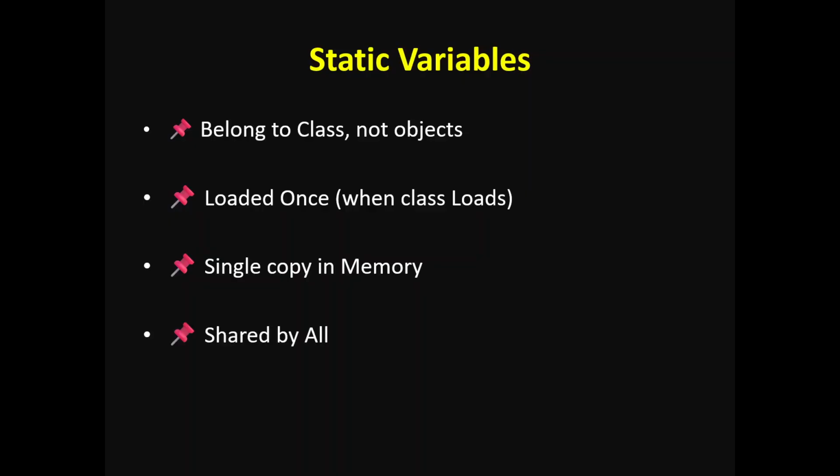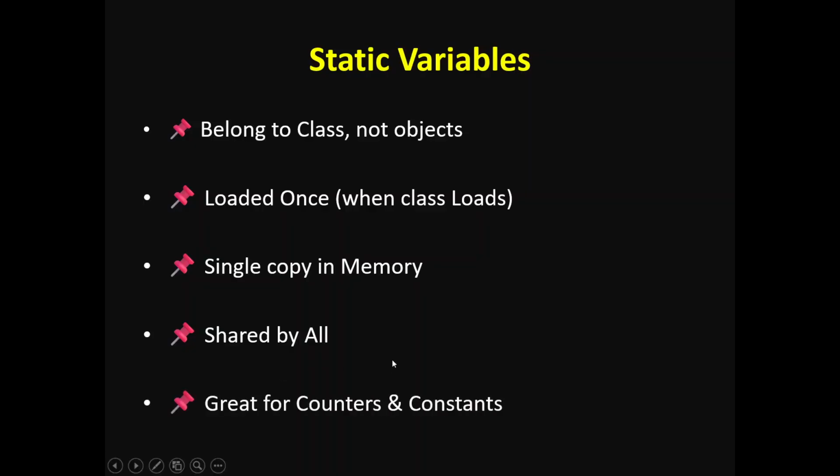Next, it is shared by all objects. The objective of using a static variable is to be shared by the instances or the objects. That's why we create a single copy which will get shared with all the objects. That is the intention of creating static variables.